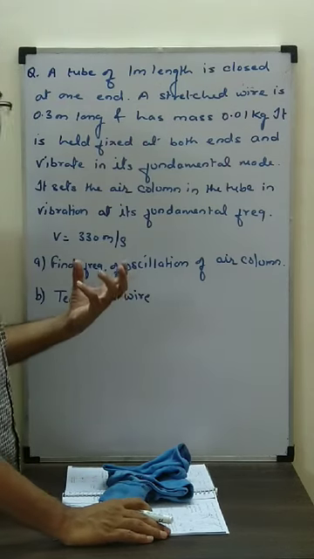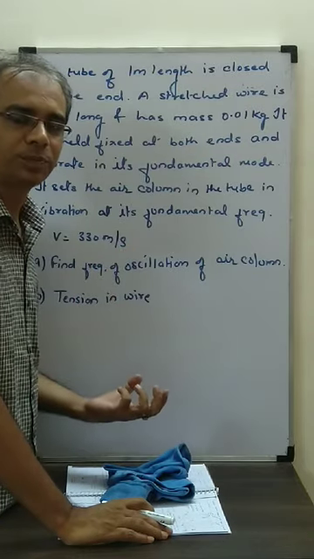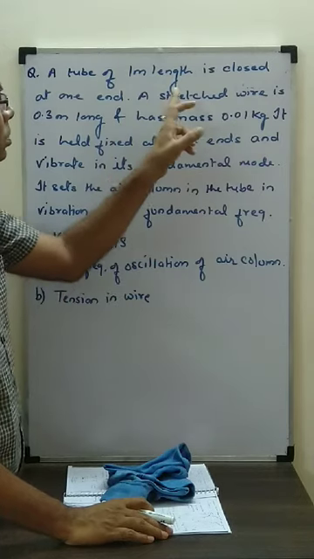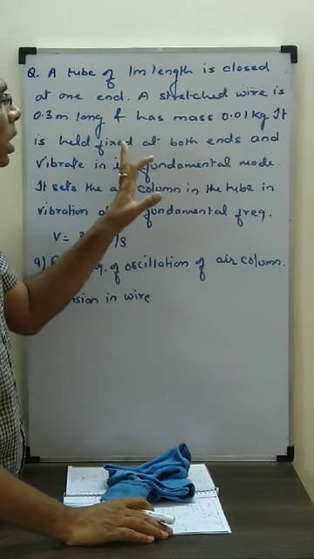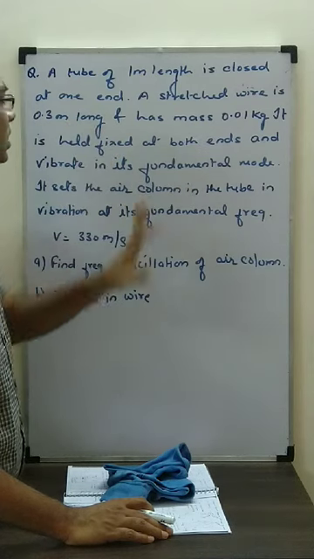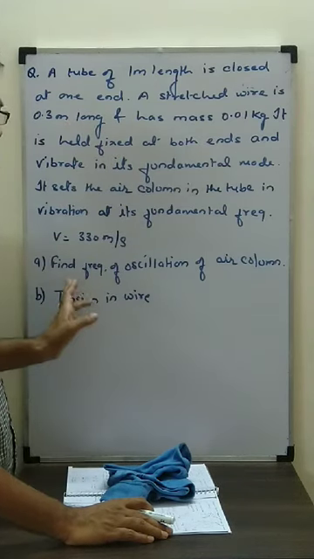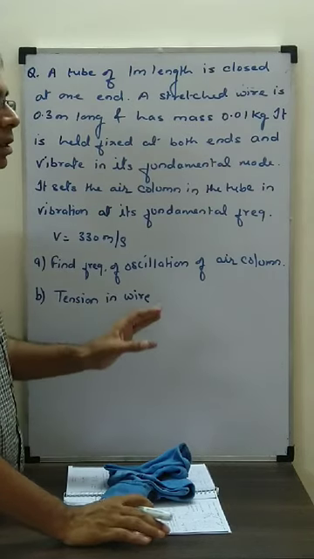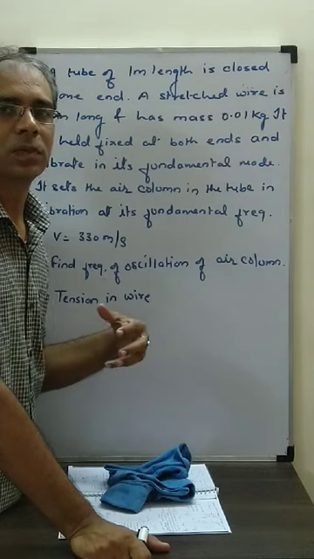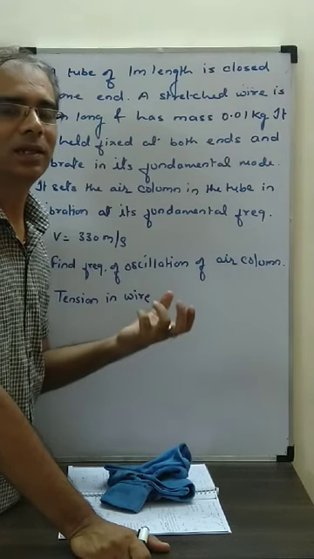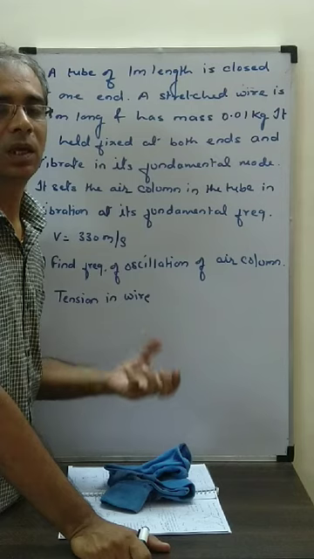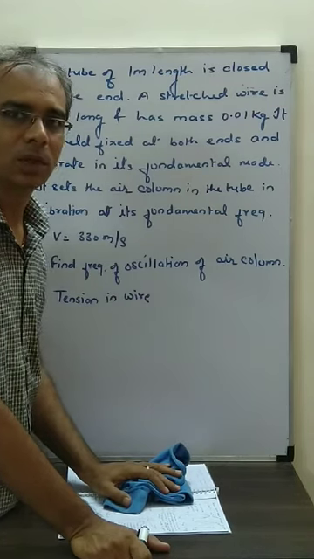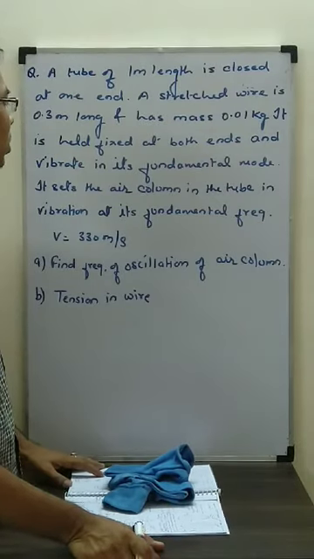So what is happening in this case? There is one organ pipe closed at one end that is going to vibrate due to the stretched wire. Its length and mass are given to us, and we have to find the frequency of oscillation of the air column. When the string is the source and the organ pipe resonates with it, both will have the same frequency. We'll see what data is given and accordingly try to find it.